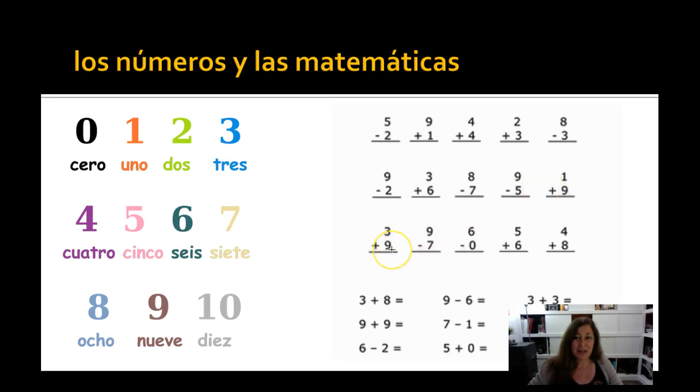Tres más nueve, oh no, we're out of our league. Skip it. Nueve menos siete es dos. Seis menos cero es seis. Cinco más seis es, you're wanting a preview now, huh? Once is how we're going to say that. Skip the last one. So for these here, I would like for you to try and go ahead and take a moment to say them yourself. Read them out and give it a shot. Hit pause. Go for it.